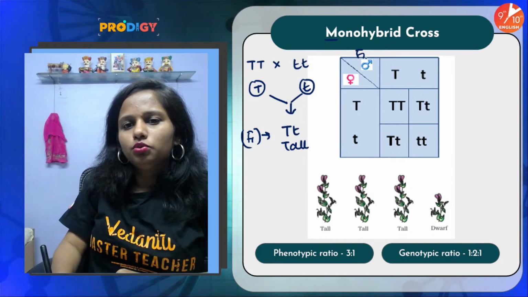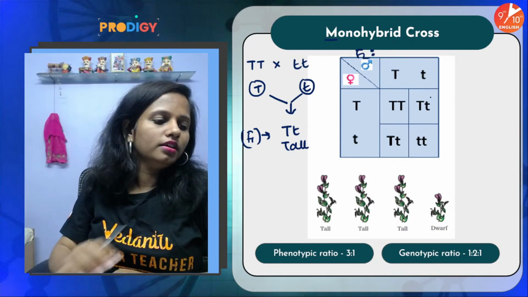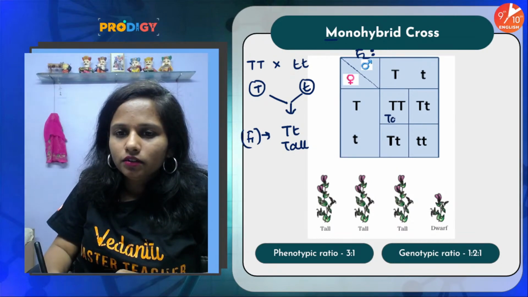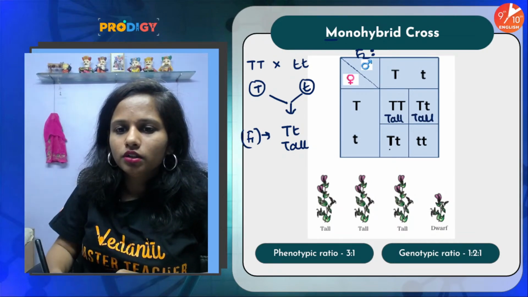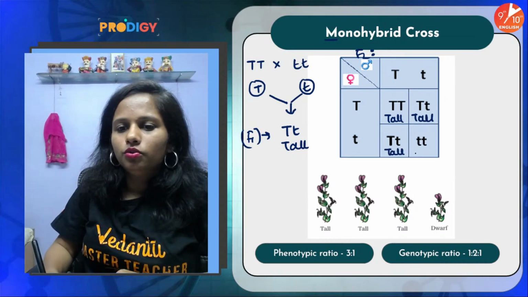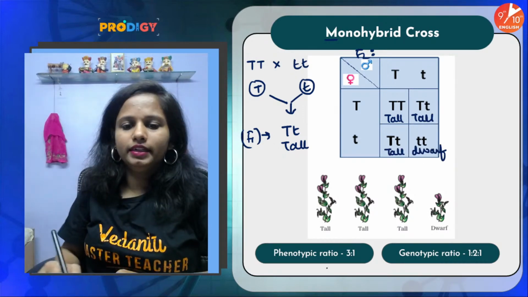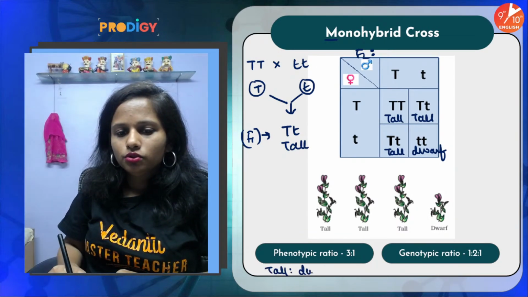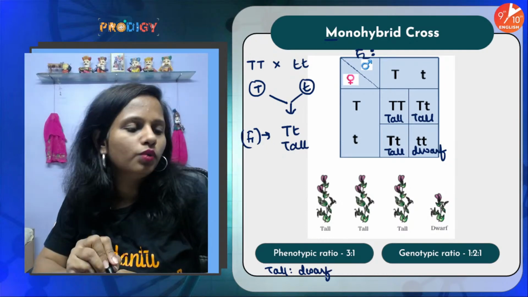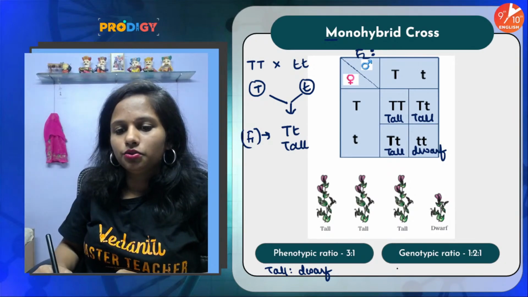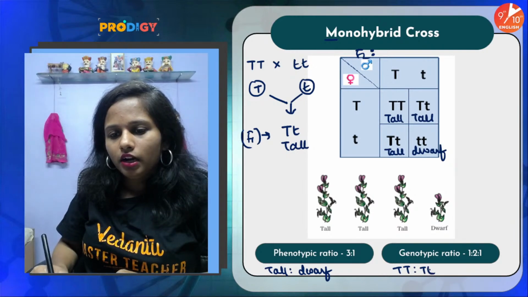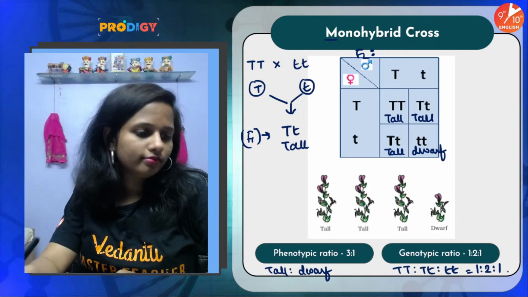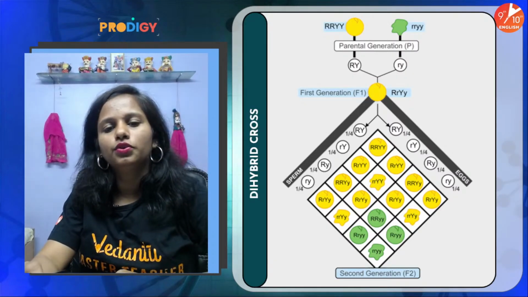For the F2 generation, we sketched a Punnett square wherein we obtained three plants that were tall and only one that was dwarf. So the phenotypic ratio, tall to dwarf, is 3:1, whereas the genotypic ratio, pure tall to hybrid tall to pure dwarf, is 1:2:1. That's the monohybrid cross for you.